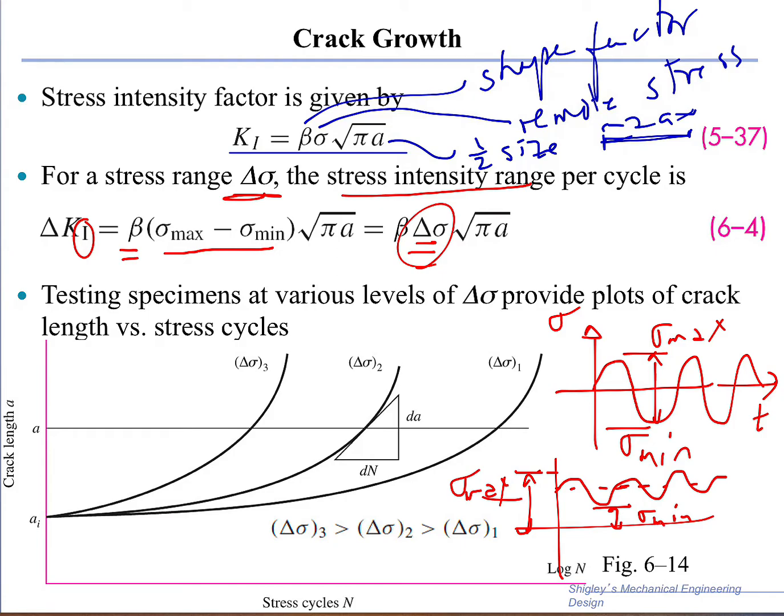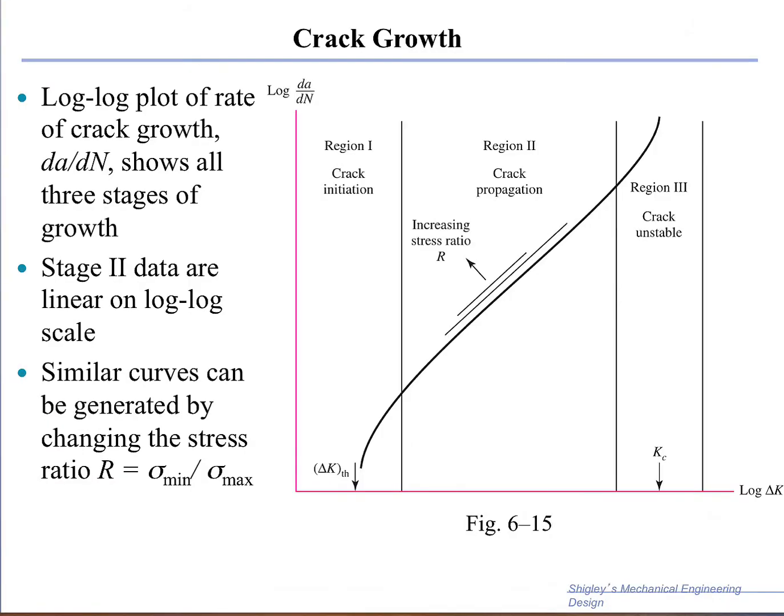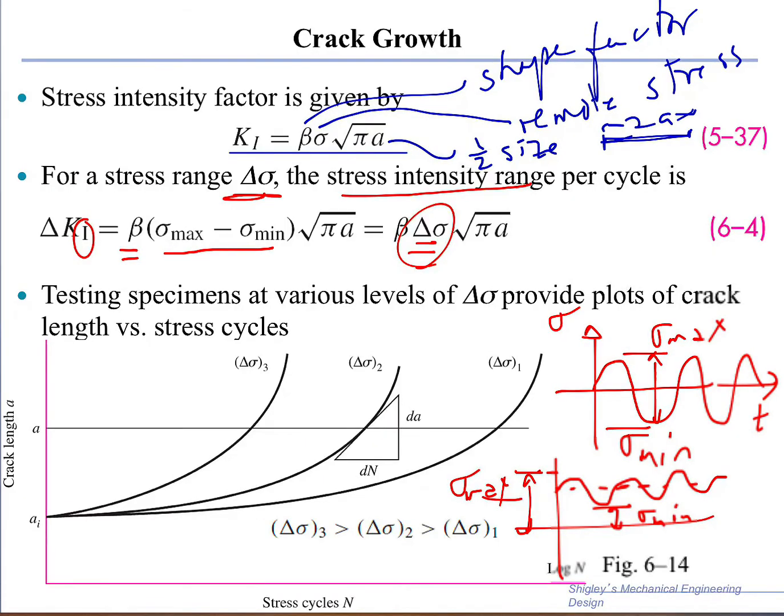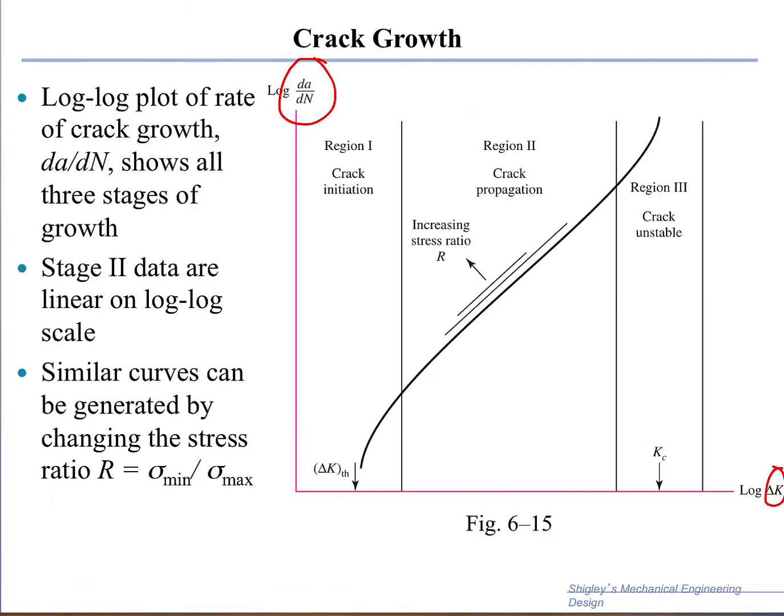So the Paris law is an empirical law that describes the growth rate of the crack per unit cycle, dA by dN, versus the delta K that we describe. So delta K is beta delta sigma square root of pi A. If you plot that relationship, you see that all the fatigue data will be scattered, and you will have on a log-log plot 3 regions of behavior.